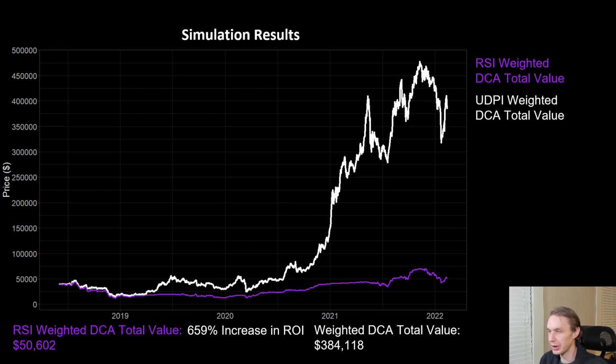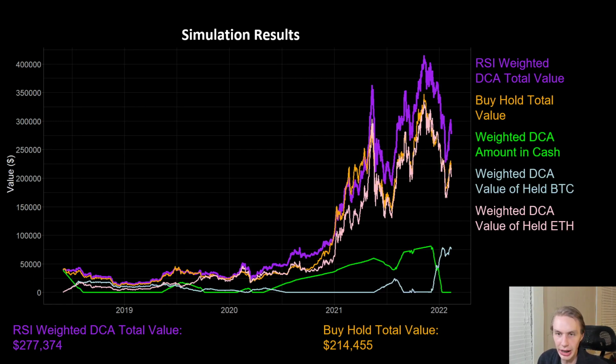So I did run a quick simulation where I checked that, and it turns out the weekly does actually do a lot better than the daily, for sure. If we look at this, this is just looking at the same time period, but trading based on the weekly RSI, not the daily.